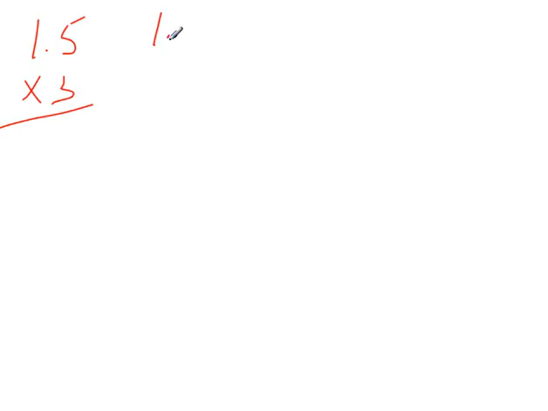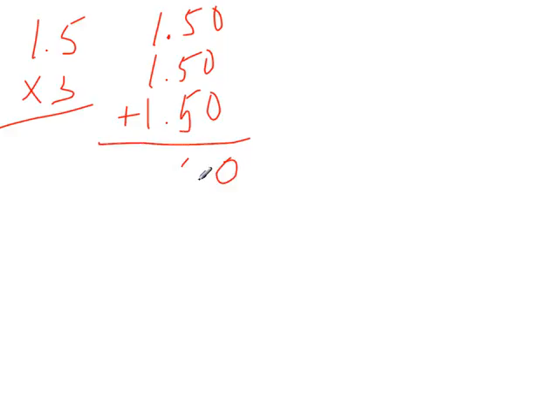So if I had $1.50 plus $1.50 plus $1.50, and I were to add those up, I would get a total of $4.50. So we know that if we have three groups of 1.5, we should get 4.5 out of the answer. How do we do that?